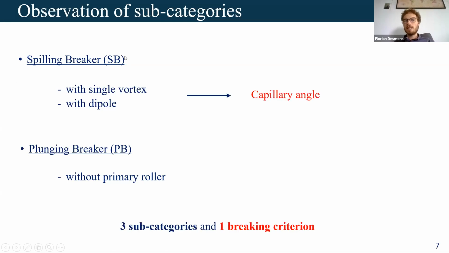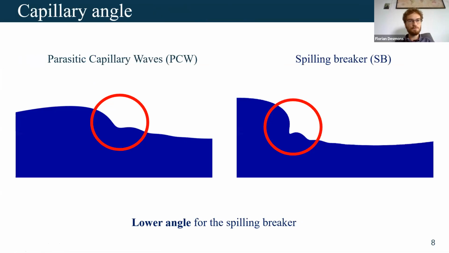In order to present the spilling breaker, I needed one new breaking criterion, which is the capillary angle. So I'm going to talk about it now. In the literature, they decided to characterize the breaking of parasitic capillary and spilling breaker thanks to the capillaries generated. So they are trying to characterize the celerity, the wave stiffness, the length of the capillaries, the slope of the front and the back. But one thing that I never tried to understand is this angle.